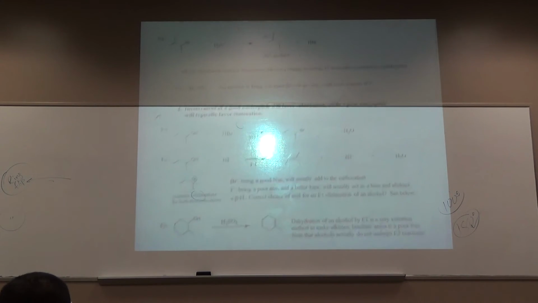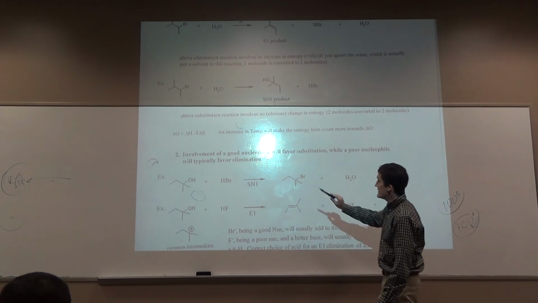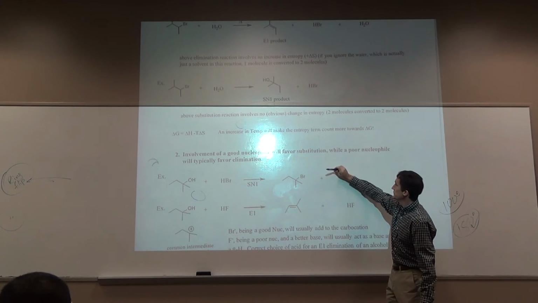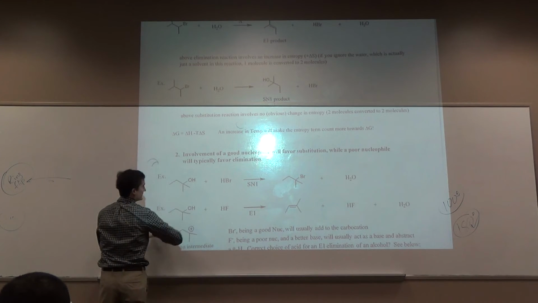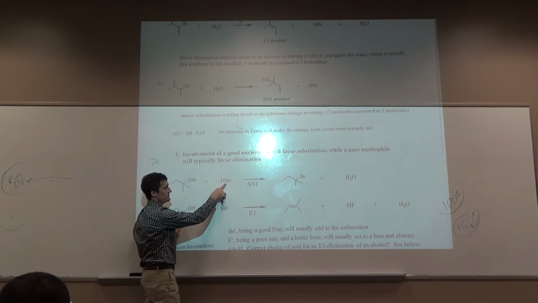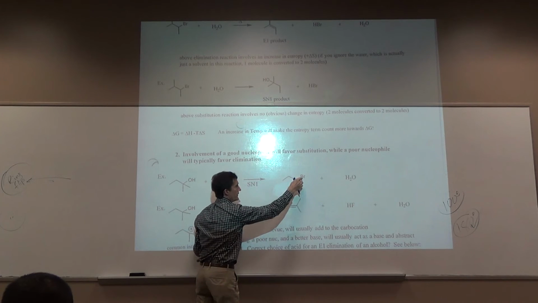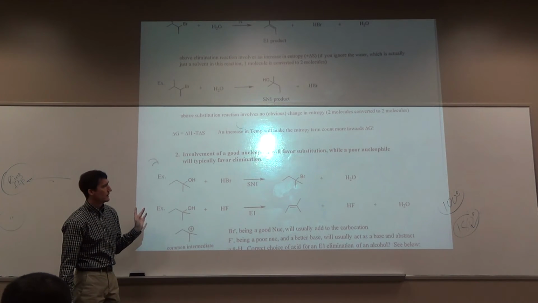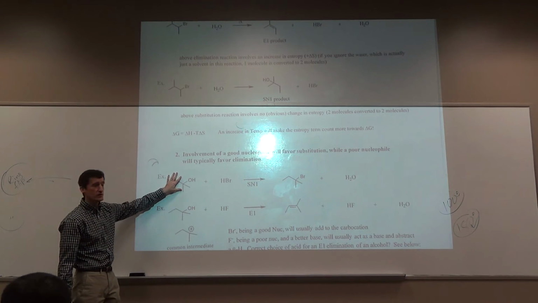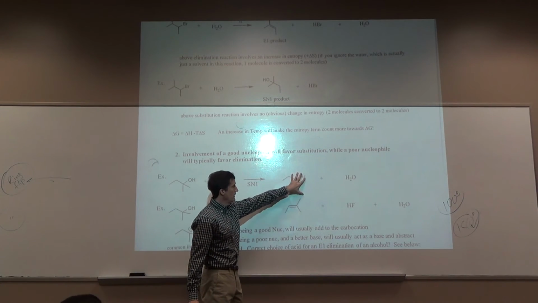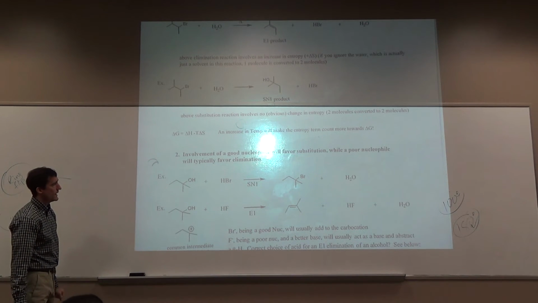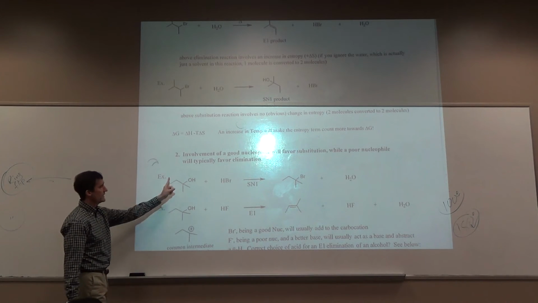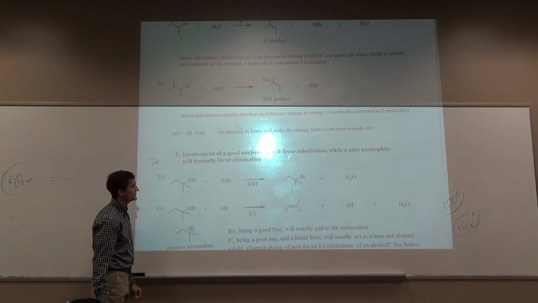Okay, another miscellaneous thing. Involvement of a good nucleophile will favor substitution, while a poor nucleophile will typically favor elimination. Look at these examples. If you take this alcohol with HBr, you're going to get this. This is very much like the shaken, not stirred. We reacted with HCl, you got your t-amyl chloride, an SN1 mechanism. Protonate, ionize, etc., etc.